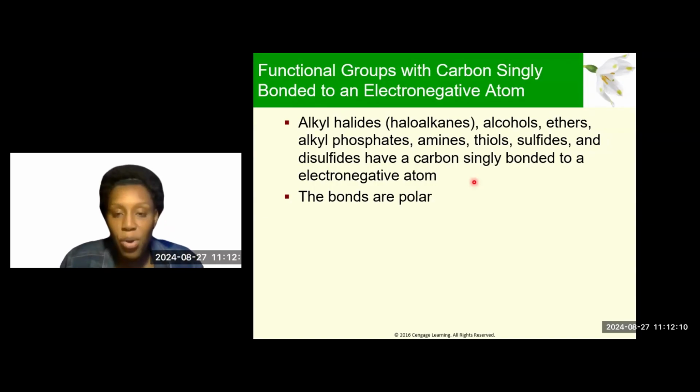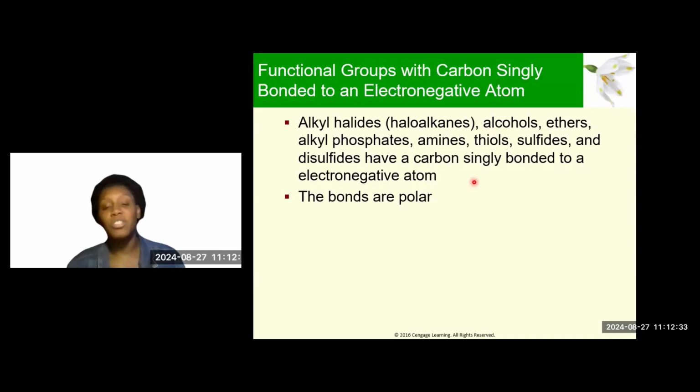Now it's time to dig deeper into these functional groups. These are functional groups where a carbon is single bonded to an electronegative atom. So these are alkyl halides, also known as haloalkanes, alcohols, ethers, alkyl sulfates, amines, thiols, sulfides, disulfides. They all have a carbon that's single bonded to an electronegative atom. So the bonds between the carbon and the electronegative atom are polar covalent bonds.